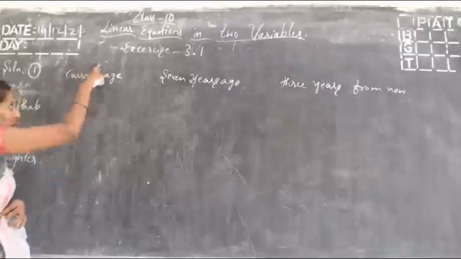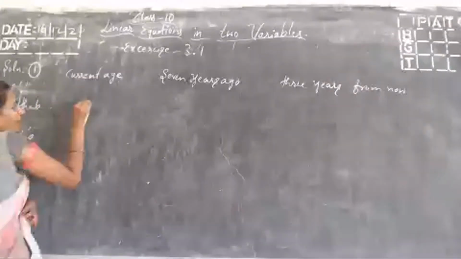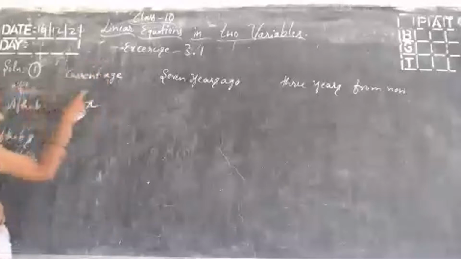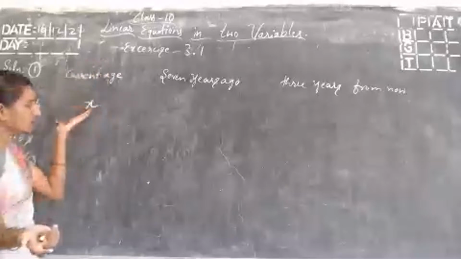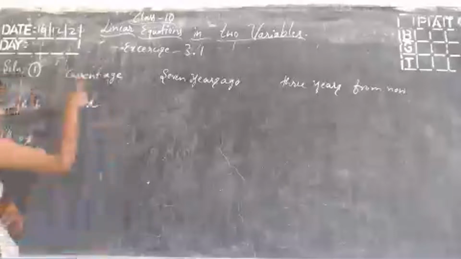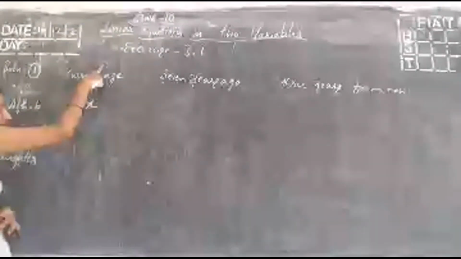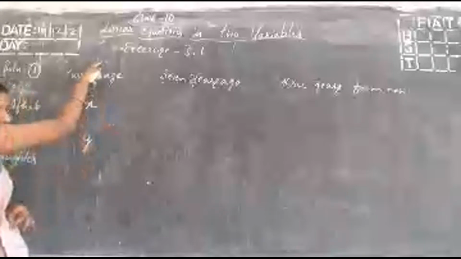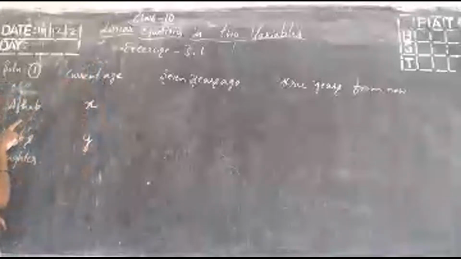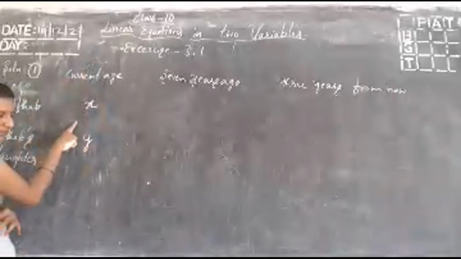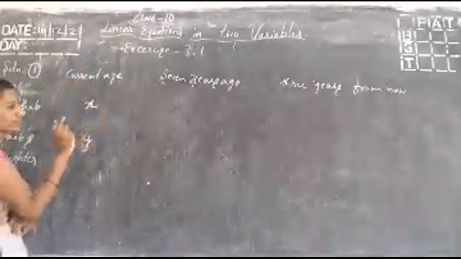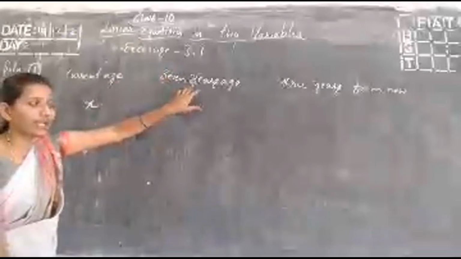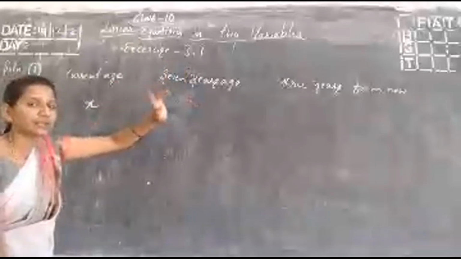Let the current age of Aftab be x, because we don't know the age, so take it as x. Let the current age of Aftab's daughter be y. Got it? Next, 7 years ago. If it is ago, we have to take minus.